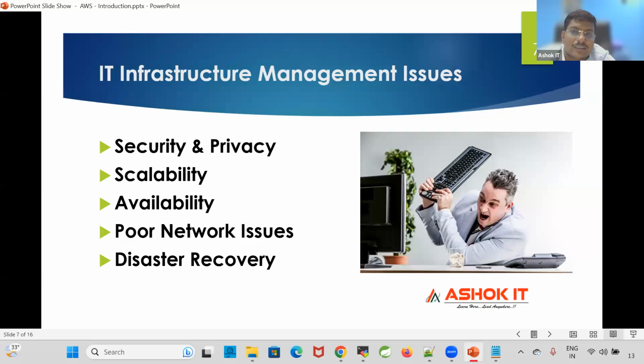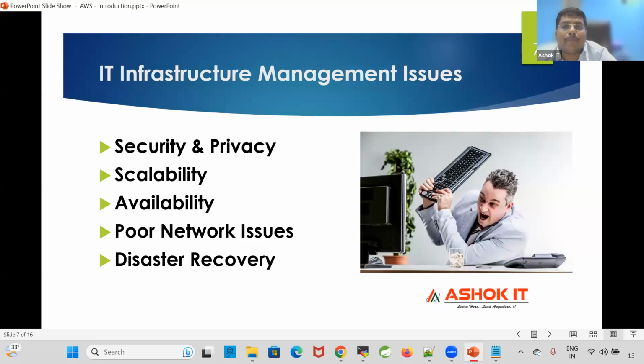Security will be the challenge, privacy will be the challenge, scalability. Scalability means all of a sudden I need 10 machines. For the next 5 minutes, I want 20 computers. Can I get 20 computers within 5 minutes? If I want computers, first I need to go to the shop and purchase the computers. It will take at least half a day. But my requirement is within 5 minutes, I want 100 computers. Can I get that? No. You need to go to the shop and you need to purchase.